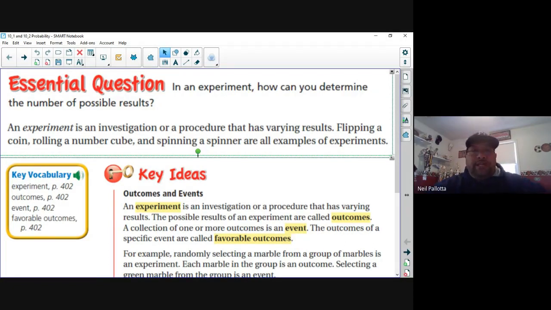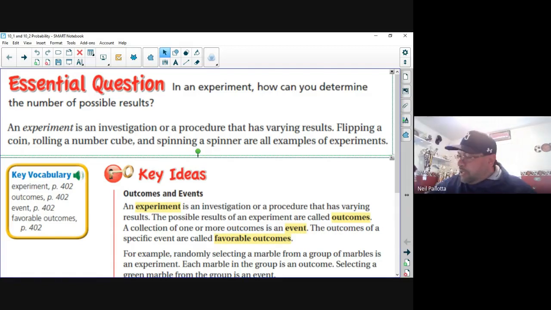Okay, guys, today's lesson is going to be about probability. We're moving into chapter 10, and we want to learn about probability. So let's start with a bunch of vocabulary. All right, we want to start with first what we call an experiment.